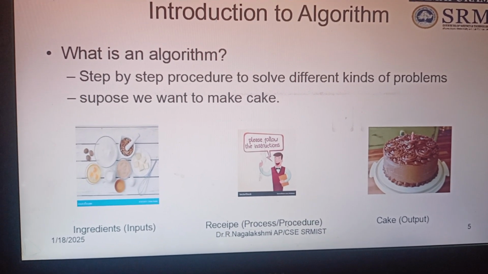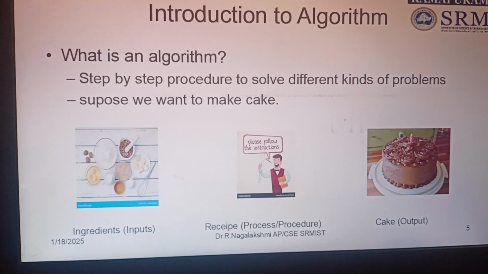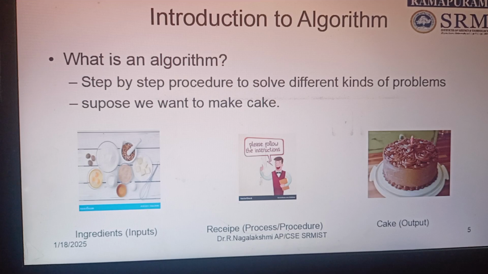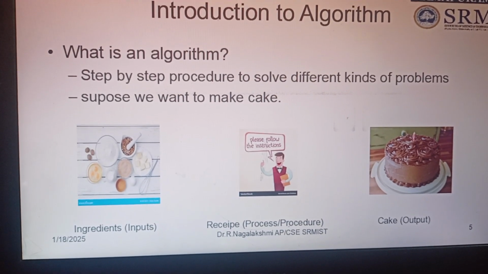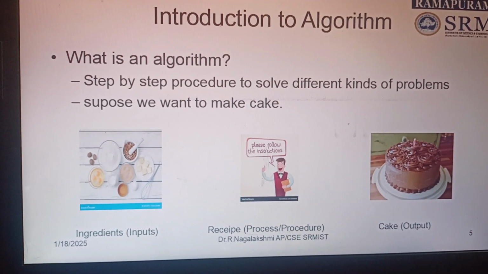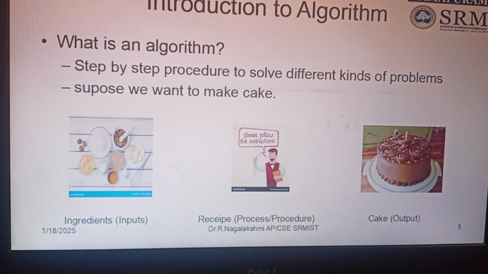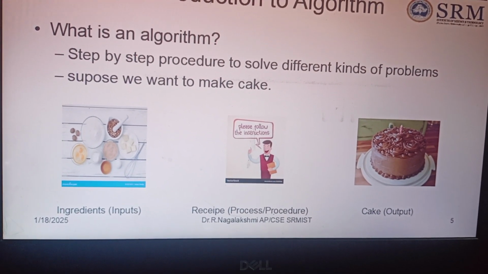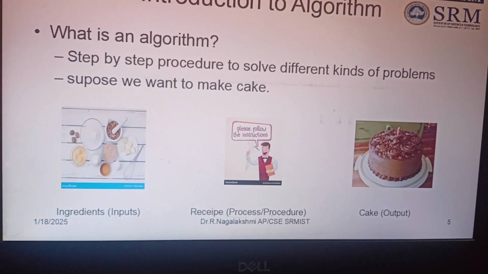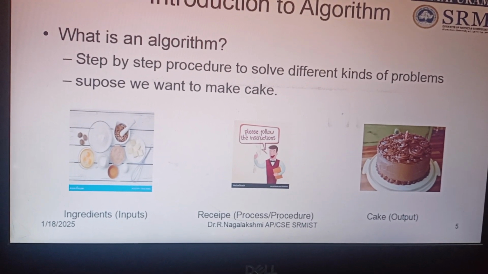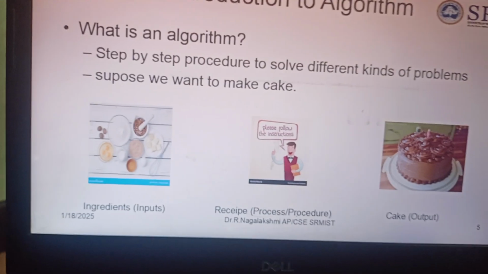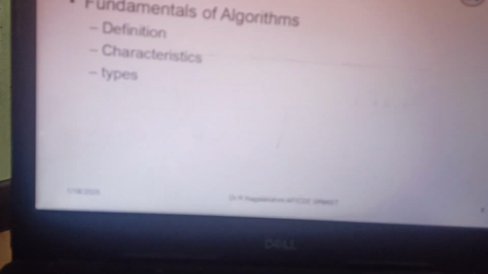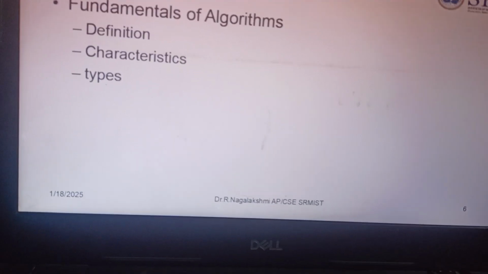For example, first of all we'll take the egg and mix it with the flour, and we'll add all the ingredients, cheese, everything, and we will shape it and keep it in the oven. Like this, the process is a procedure. Then finally we get the cake and we add some decorations, some more cocoa. So finally we get the output, which is called the result. Likewise, technically we will see the algorithm fundamentals covered.